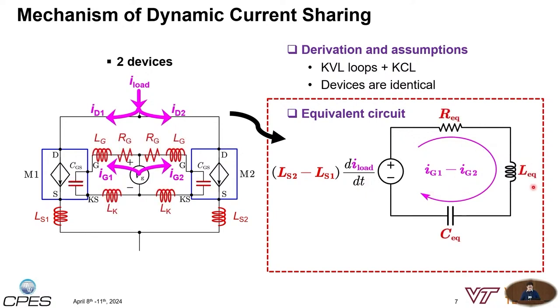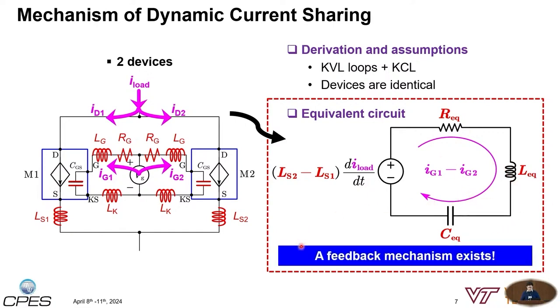So the RLC in this circuit should be the equivalent R, equivalent L, and equivalent C. They all have a detailed equation, and you can always look in the detailed equations in our more detailed publication, but I don't want to show it in here. But the degree of your unbalanced gate current will be determined by the combination of this RLC.